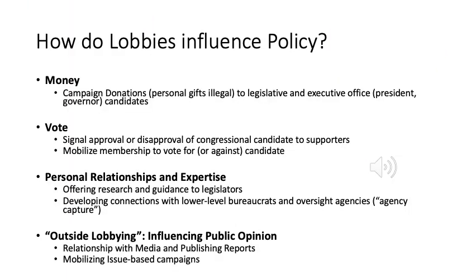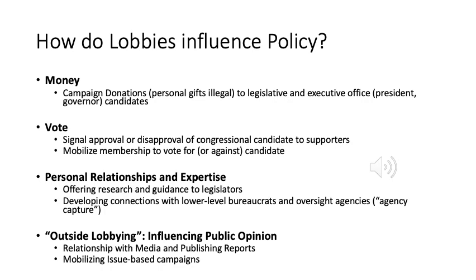So, how does lobbying work? How do lobbies try to influence policy? Well, the most common way is through money. Now, personal gifts are illegal, even though politicians still try to take them and they get in trouble if they're caught. But more commonly, campaign donations. An organization might say, we will donate money to your campaign, or we will organize campaign donation drives on your behalf if you align with our policy. They might do that with candidates for legislative office or for executive office, for instance, presidential or gubernatorial elections as well.